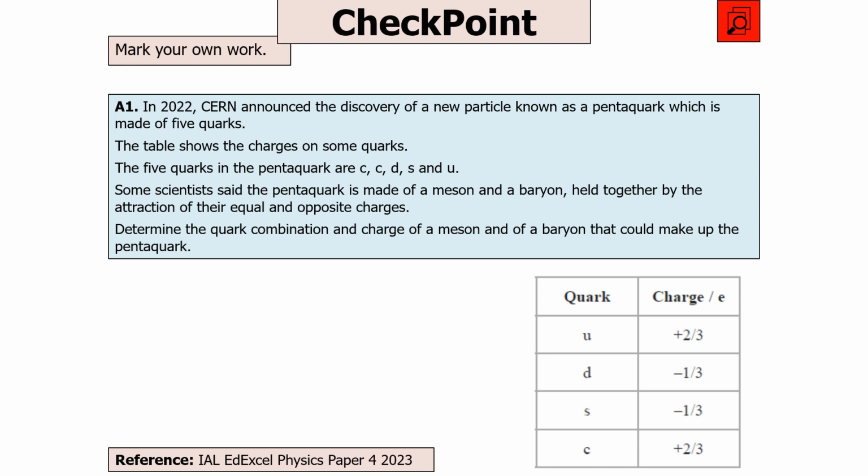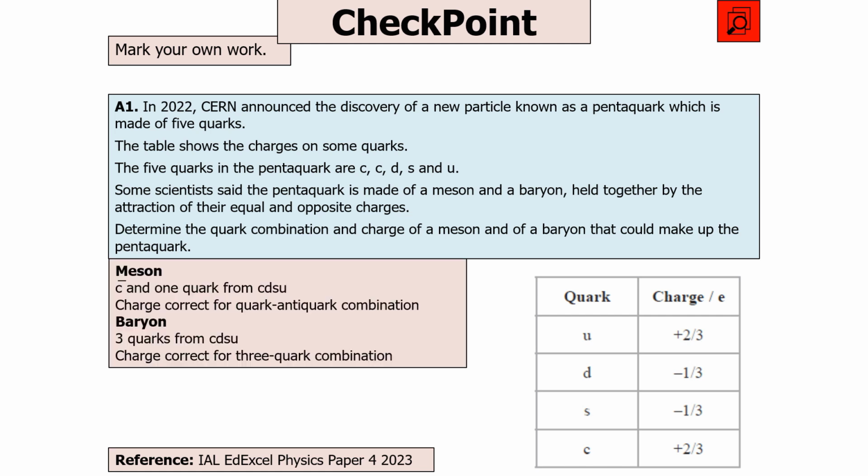Right, in this question you've got to be aware of what a meson is. A meson is 1 quark and 1 antiquark, and a baryon is going to be 3 quarks. Now you've got to remember that they're going to have to make an integer value of charge, and they're going to have to cancel each other out. So for the meson, it's going to be an anti-charm, and it's going to be one of the quarks from C, D, S or U, to give your value there of minus 1. Then you're going to have 3 quarks from your C, D, S or U. Again, we're going to try and get a combination that gives us plus 1, so the 2 will ultimately cancel out.